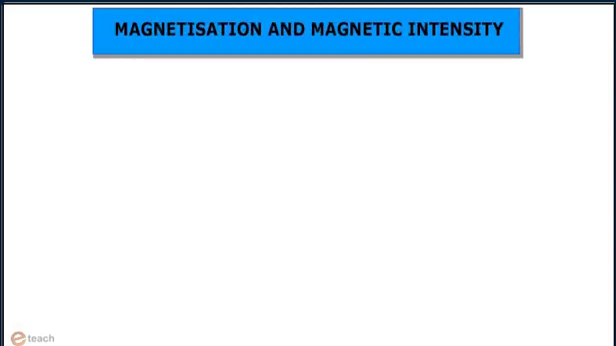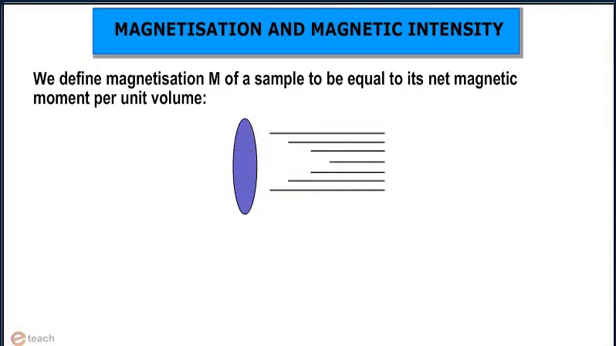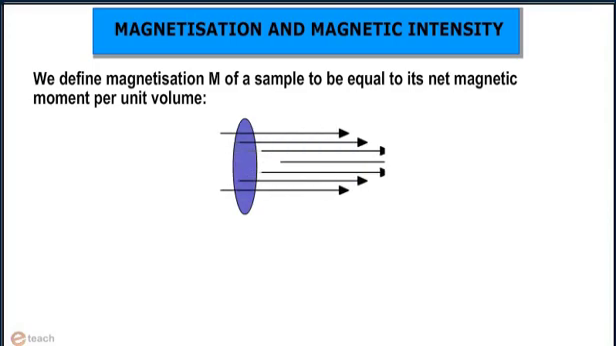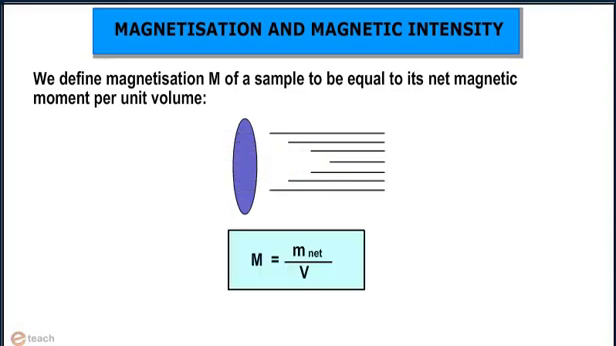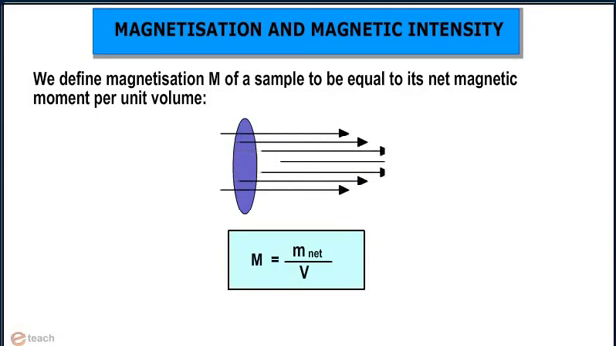Magnetization and magnetic intensity. We have seen that a circulating electron in an atom has a magnetic moment. In a bulk material, these moments add up vectorially and they can give a net magnetic moment which is non-zero. We define magnetization of a sample to be equal to its net magnetic moment per unit volume. M is equal to M net divided by V.